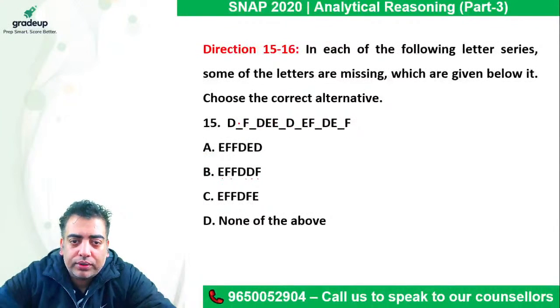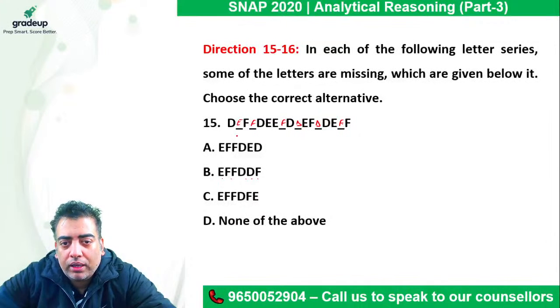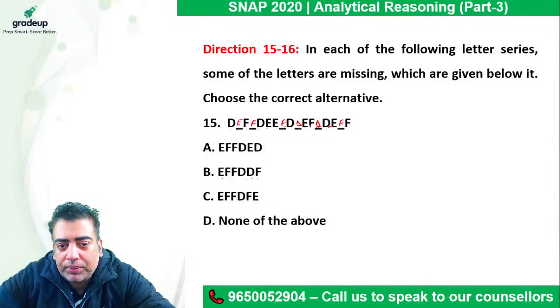EFFDDF. So it is DEF, then FDE, EFD, DEF, DDE. So here the structure again mismatches.